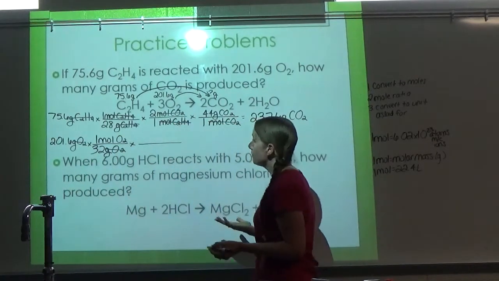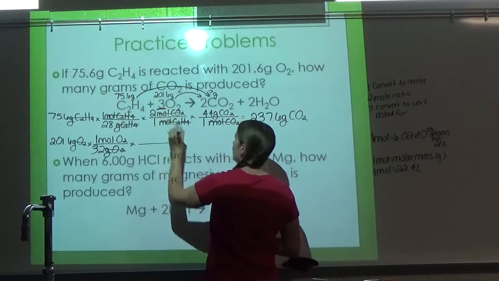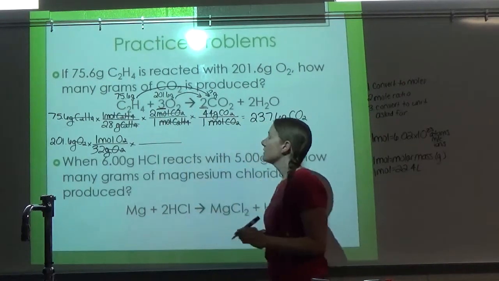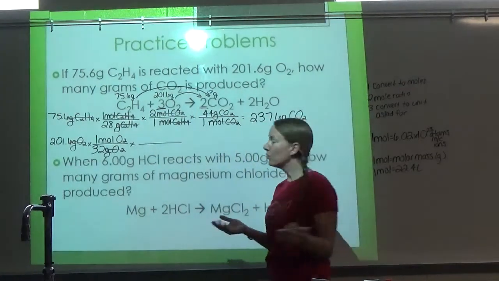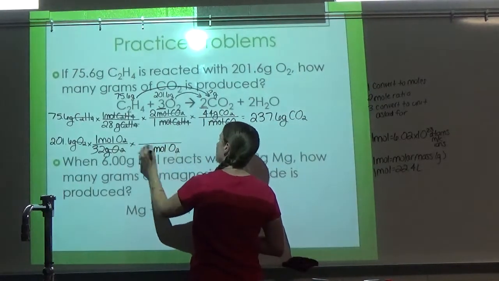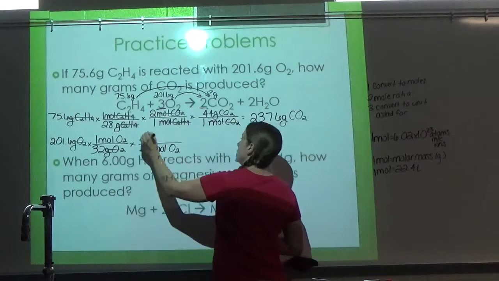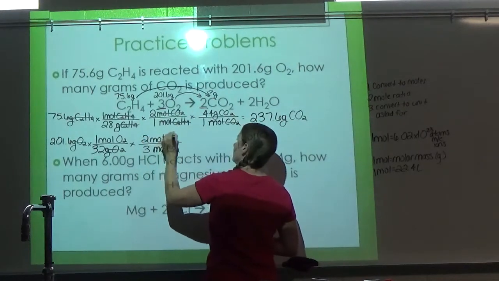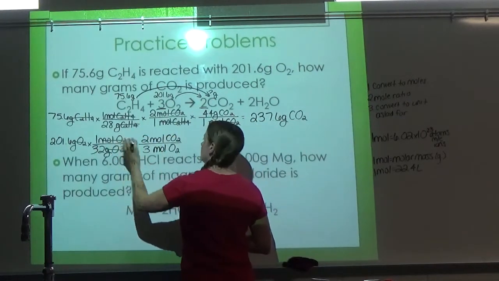Step 2 is mole ratio. 3 moles of oxygen makes 2 moles of carbon dioxide. I follow my golden rule: moles of oxygen is going to go on bottom. It's going to be 3, and that makes 2 moles of carbon dioxide. So moles of oxygen cancel.